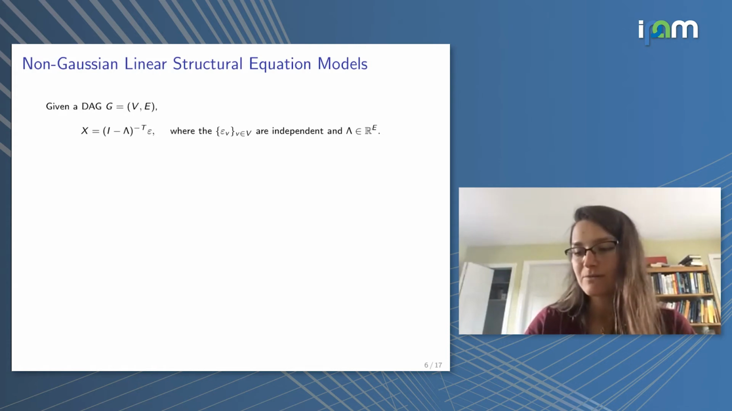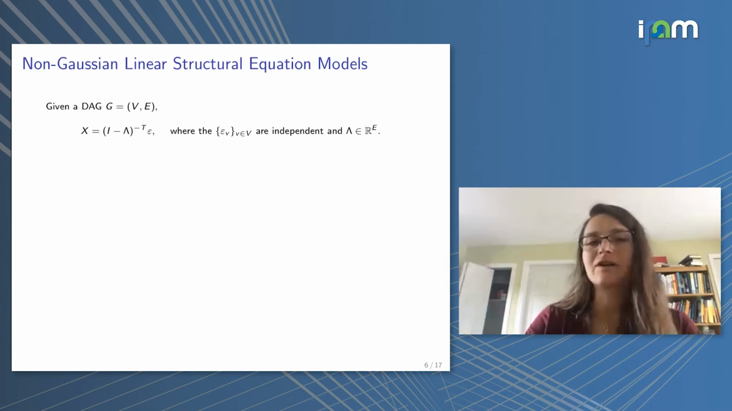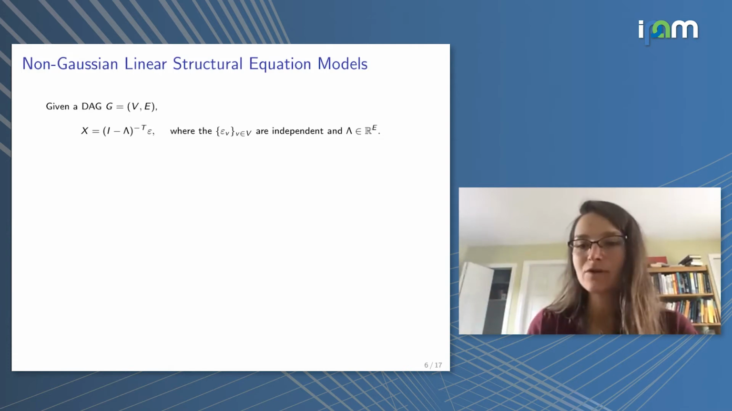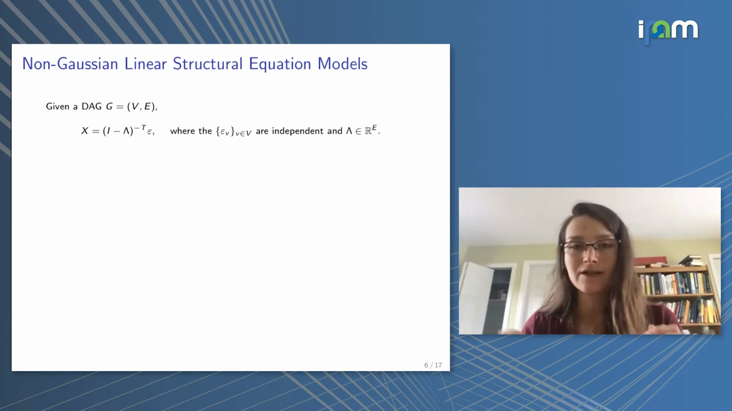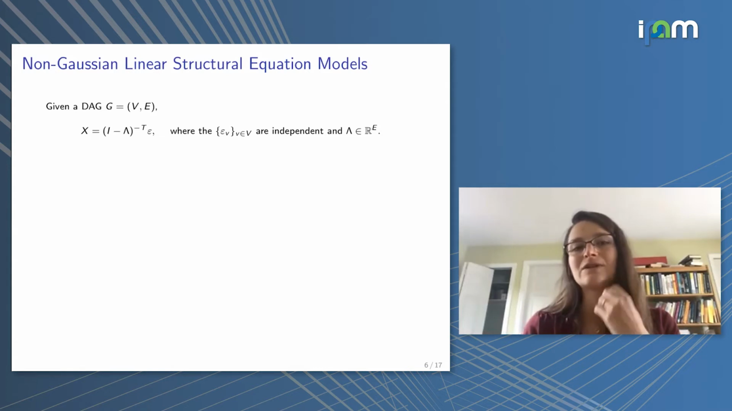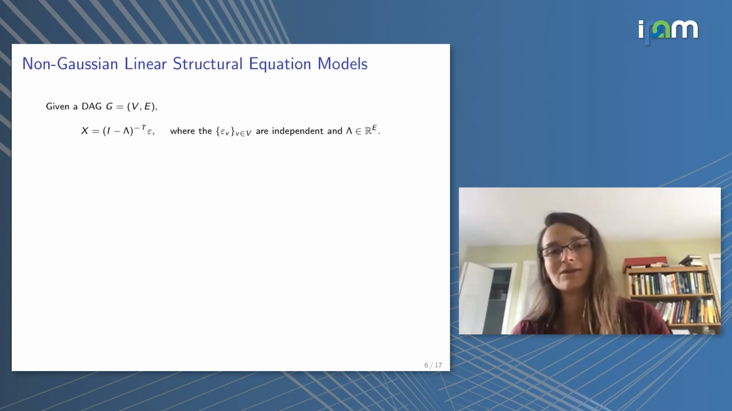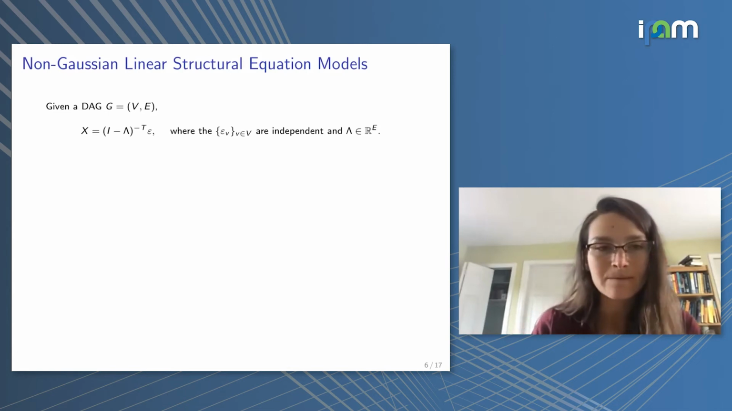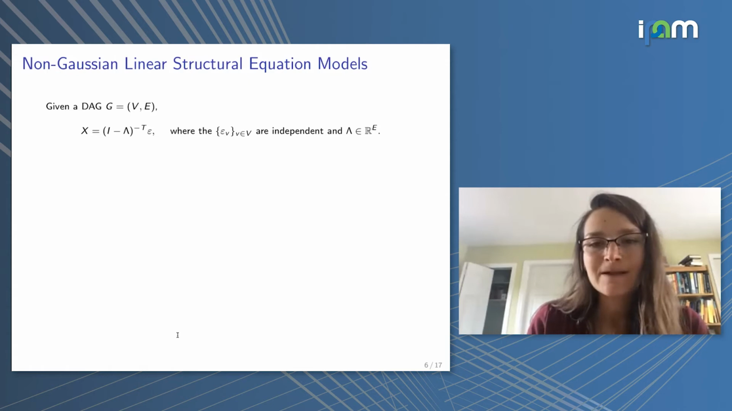And before I go into it, let me say that if you don't assume linearity, so if it's just a structural equation model, people usually look at, again, conditional independence statements. And they can, again, only learn the graph up to Markov equivalence. So this case of non-Gaussian linear structural equation models is quite special in the sense that we can learn the graph uniquely. All right, so let's see how it works.